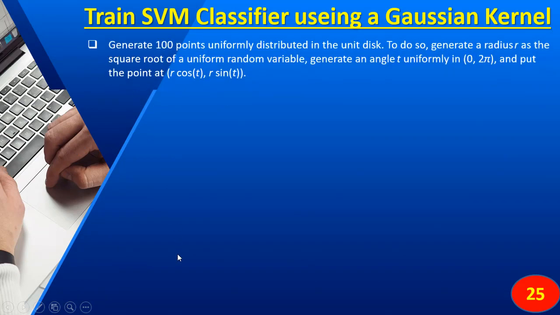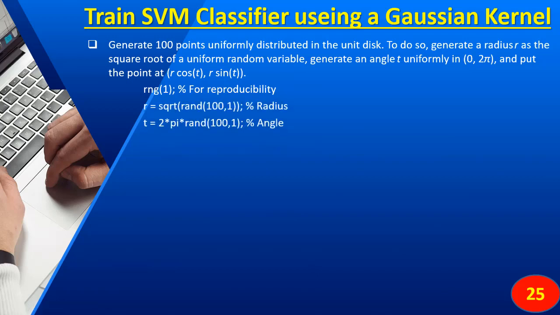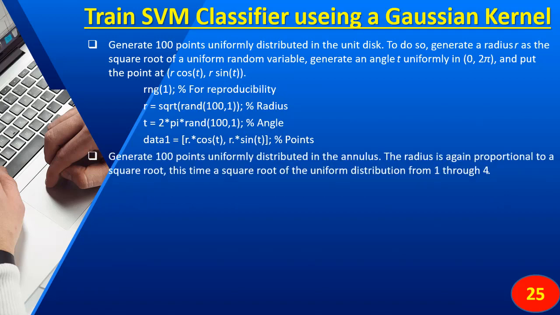Generate 100 points uniformly distributed in the unit disk. To do so, generate a radius r as the square root of a uniform random variable. Generate an angle t uniformly in 0 to pi, and put the point at (r cos t, r sin t), like this code. Generate 100 points uniformly distributed in the annulus.